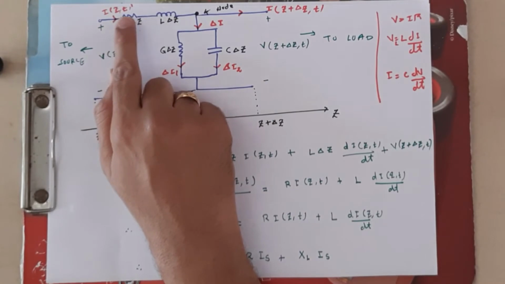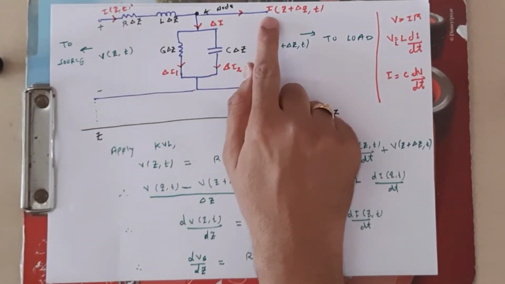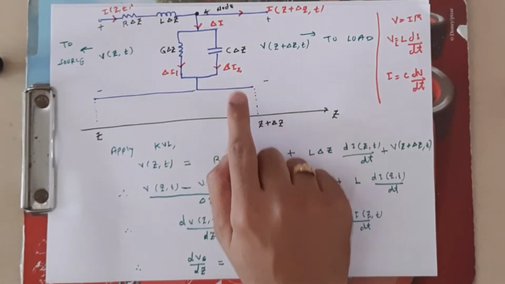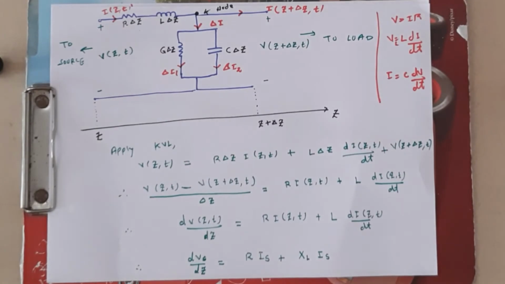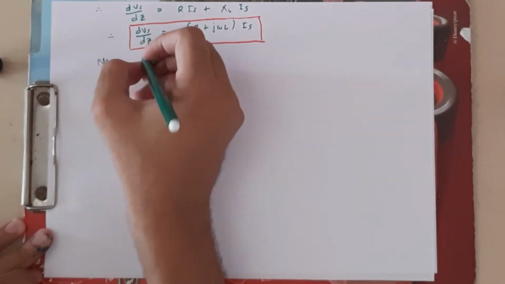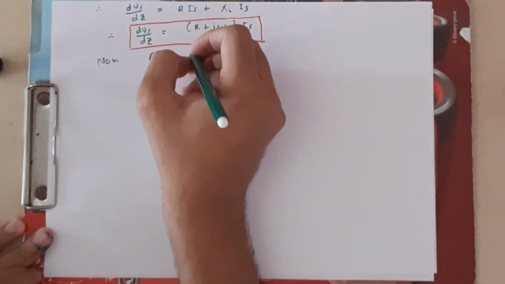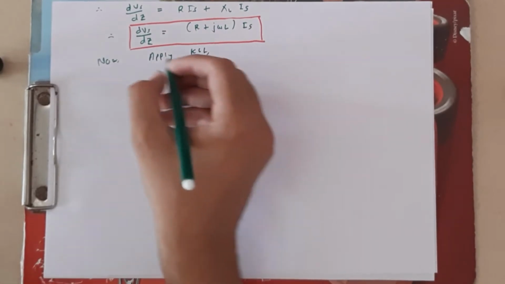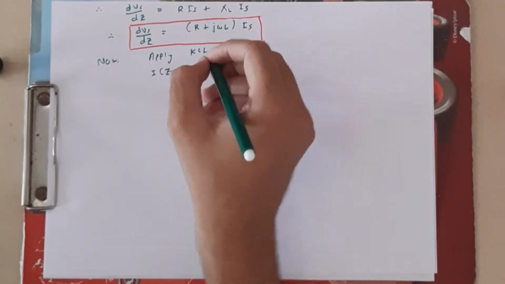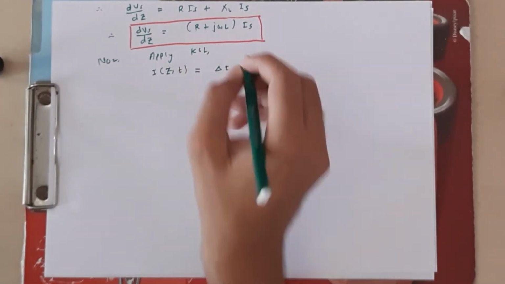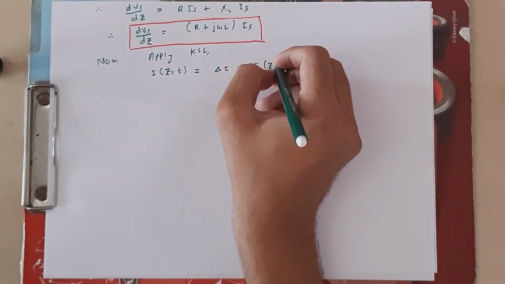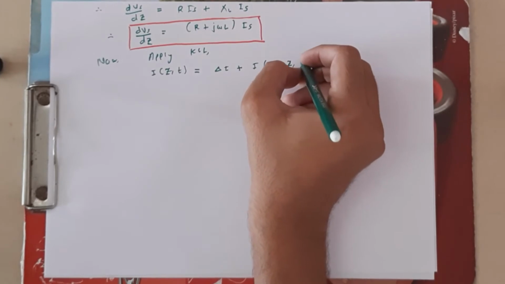So you can write I of z,t is equal to delta I plus I of z plus delta z, t. And what is delta I? Delta I is delta I1 plus delta I2. So apply KCL at this node, you can write in this way. Now apply Kirchhoff current law at the given node. So this I of z,t is equal to delta I plus I of z plus delta z, t.